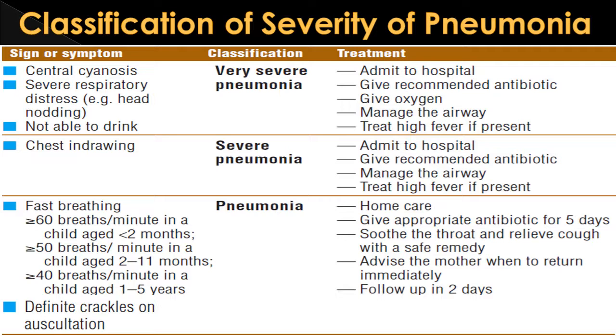If the child, in addition to chest indrawing, also has central cyanosis and severe respiratory distress, that is head nodding, and is not able to drink anything, then this is very severe pneumonia. Admit this child to hospital, give the recommended antibiotic, give oxygen, manage the airway and treat high fever if present.